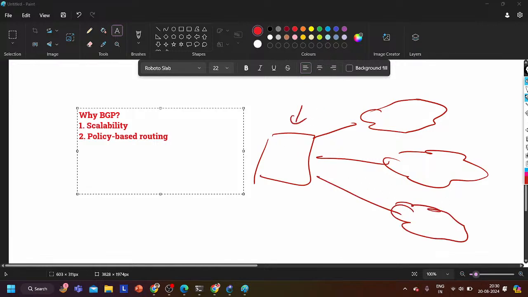If I configure an IGP protocol here, I will have very few parameters for policy-based routing. What is the meaning of policy-based routing? It means how routers are going to perform best path selection, how routers are going to perform failover, and how routers are going to perform route filtering, right? Means routing policies.